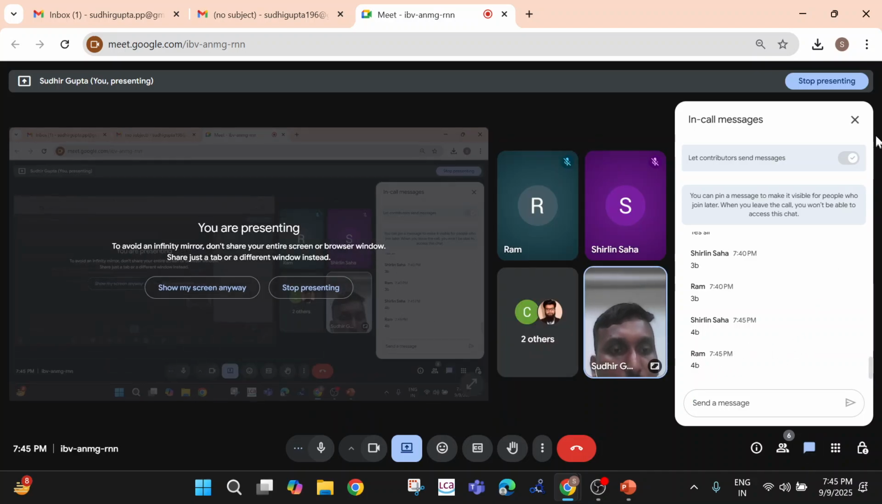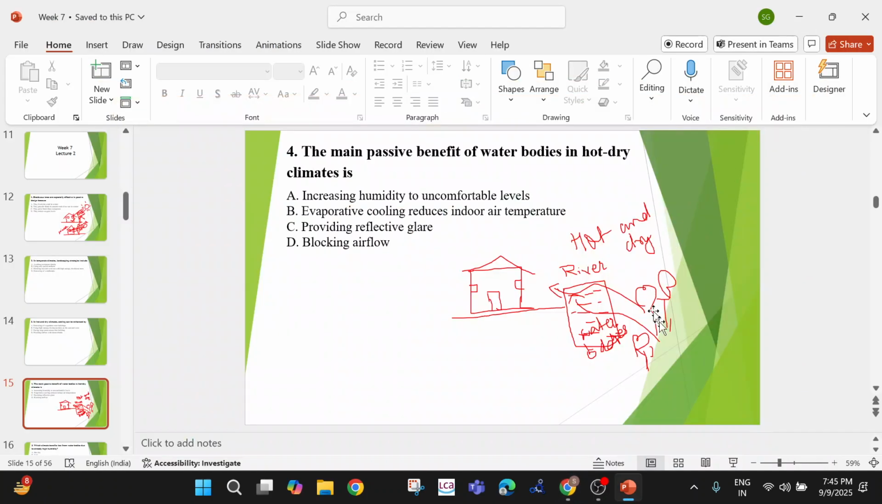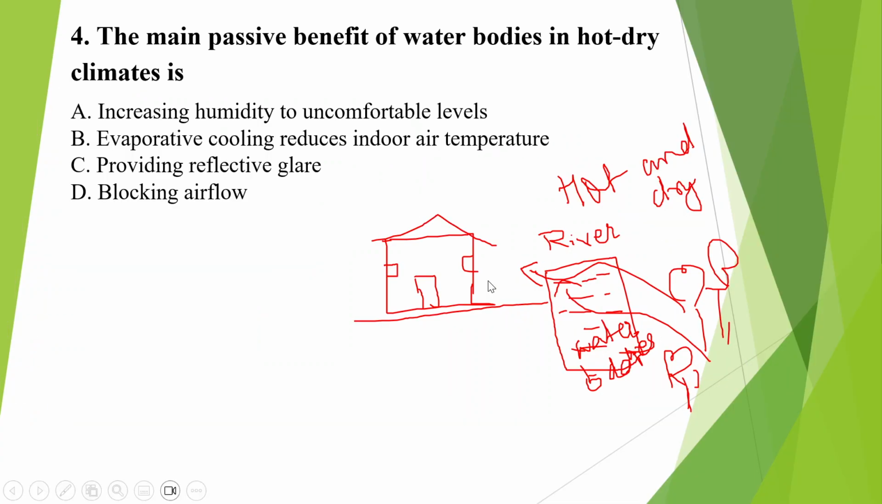Yeah, so B has been marked by most of you, and all of you are correct. That is evaporative cooling in the hot and dry climate zone. These water bodies will be evaporating, and this evaporative cooling will come into the picture by reducing the indoor air temperature. So this will be a kind of indirect evaporative cooling, but it will help you reduce the indoor air temperature and provide comfort to the occupants. So let's move to the next question then.